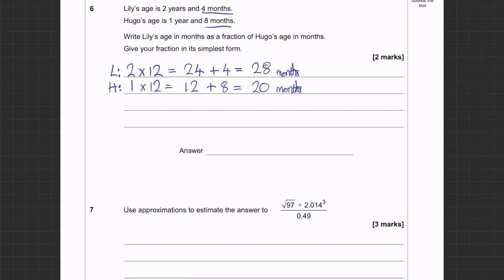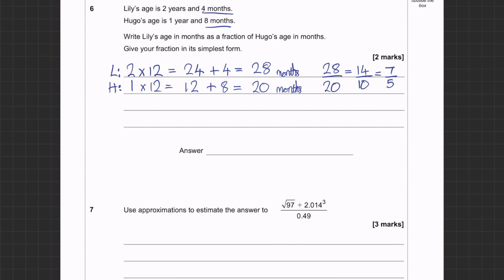We want to write Lily's age in months as a fraction of Hugo's age. So that's 28, Lily's age, over Hugo's age, which is 20. And then we want to simplify this because it says give your fraction in its simplest form. Well, I'm going to divide both the top and bottom by 2, so we'll have 14 over 10. We can simplify it even more, divide the top and bottom by 2 again. So I'm going to have 7 over 5.